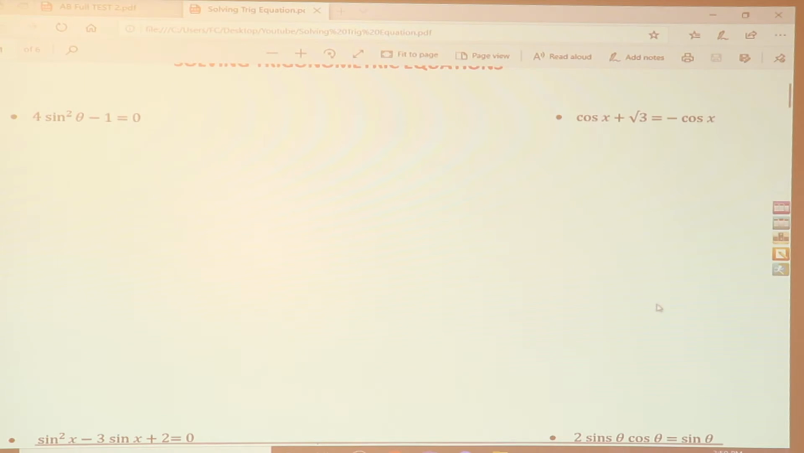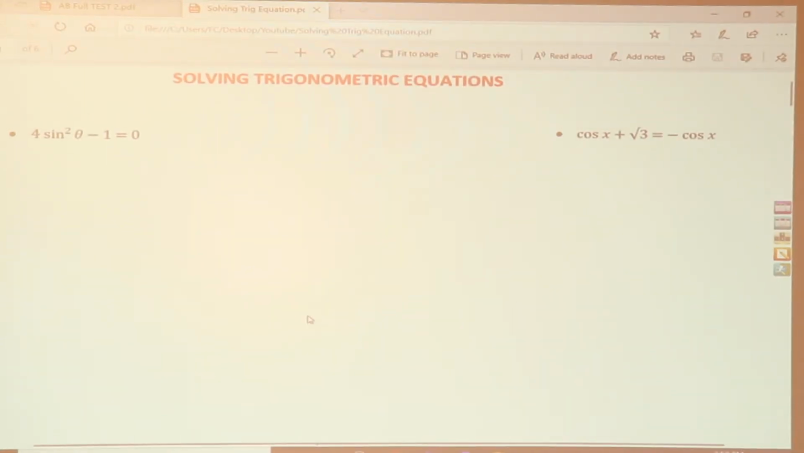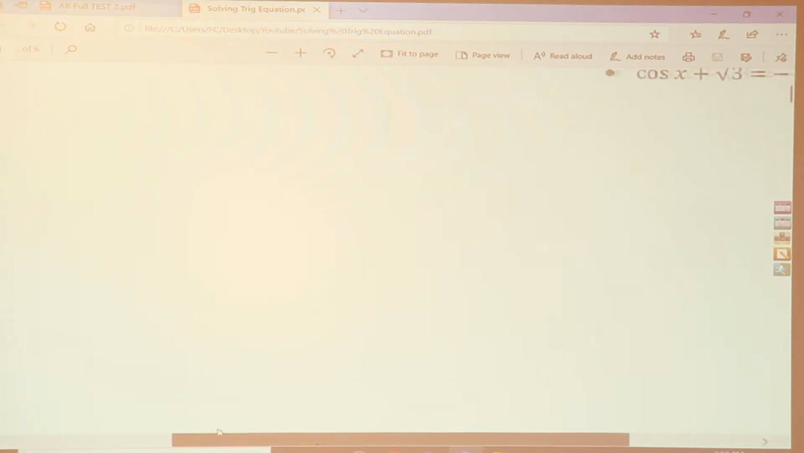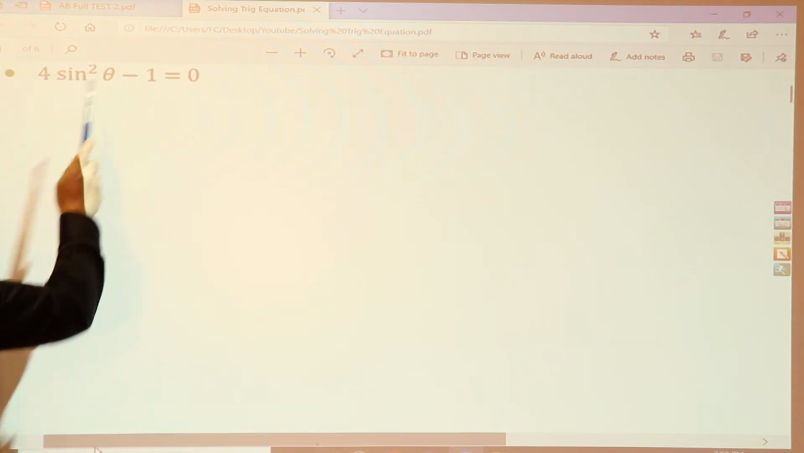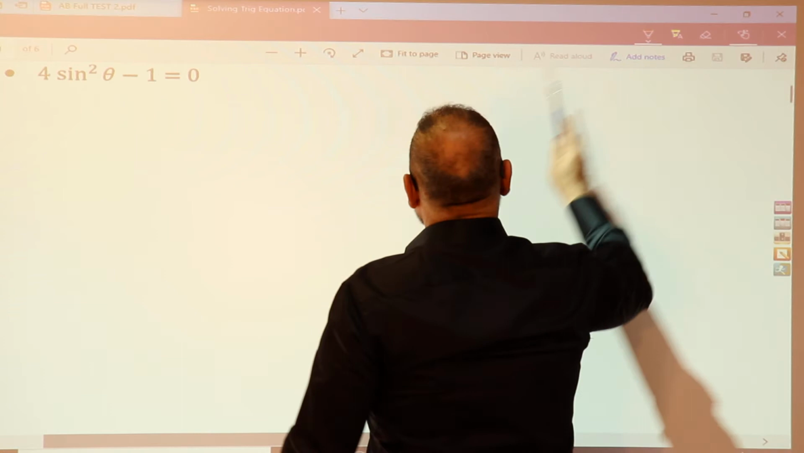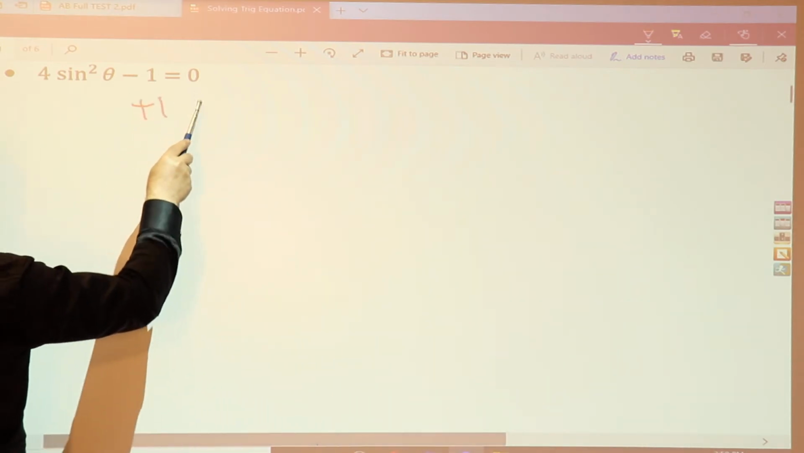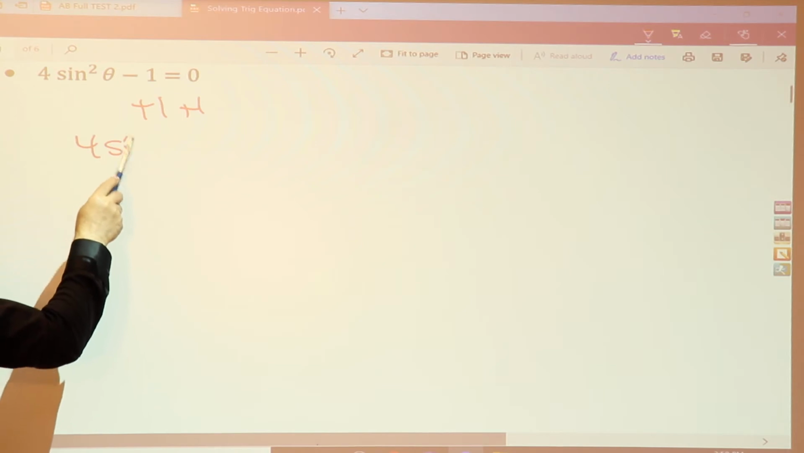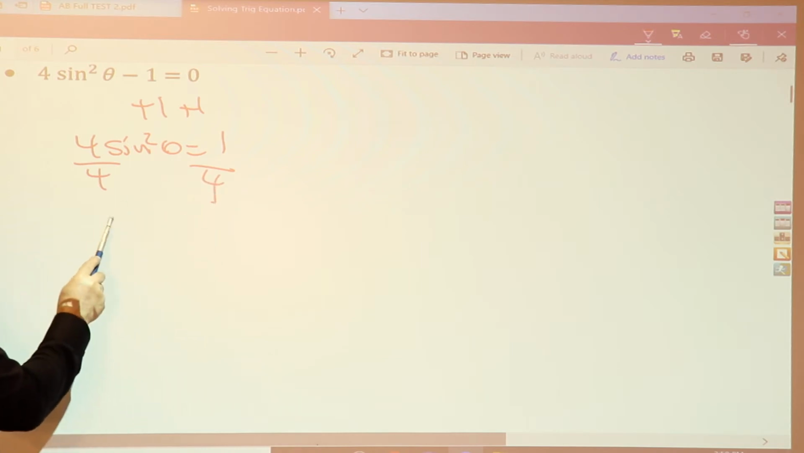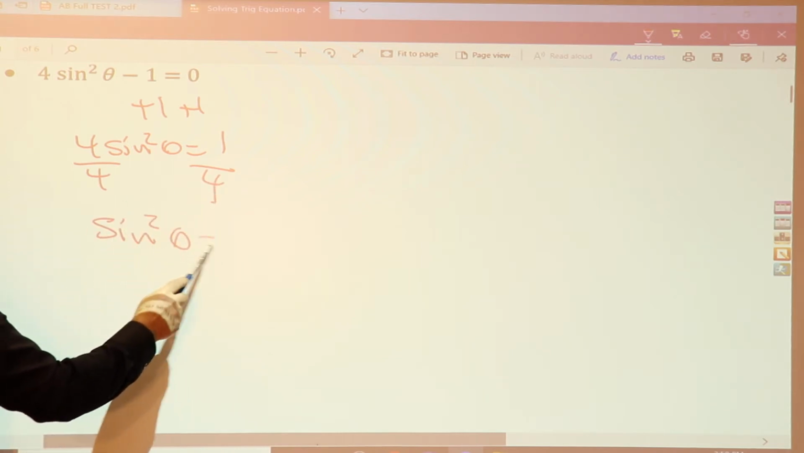Let us take this back and solve these problems. You can see the first one; let us enlarge it a little bit. Take this one: 4 sine square theta equals 1. Then we divide by 4: sine square theta equals 1/4.